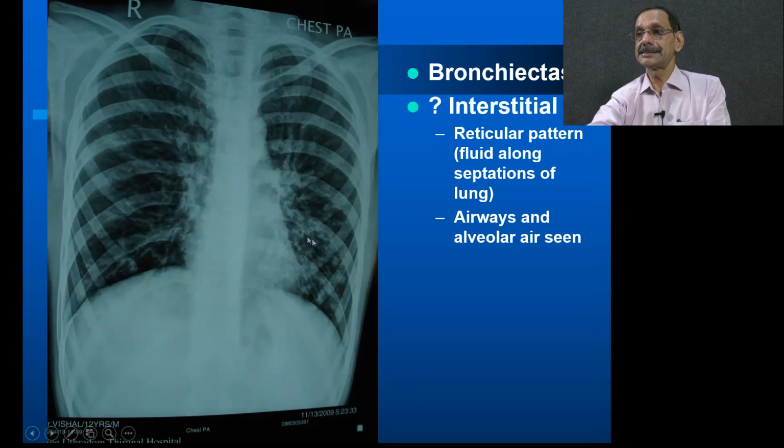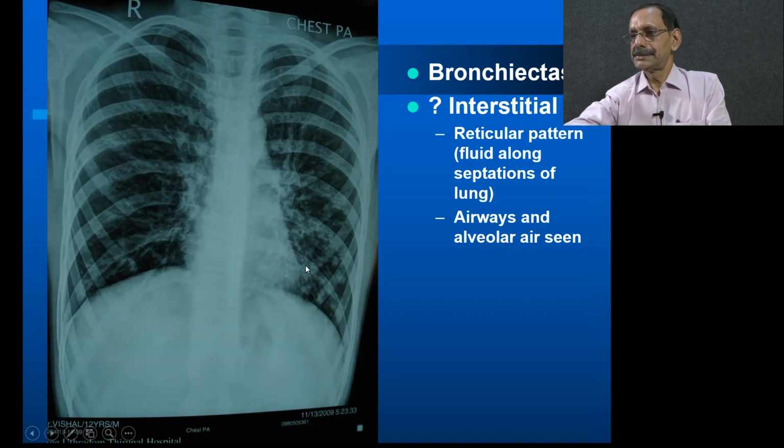then interstitial pneumonia becomes a different diagnosis, because in interstitial pneumonia also you will see a lot of air spaces, because in interstitial pneumonia the interstitium is getting inflamed, but the airways are patent and the alveolar air will be there. So you will see aerations also within the opacities.